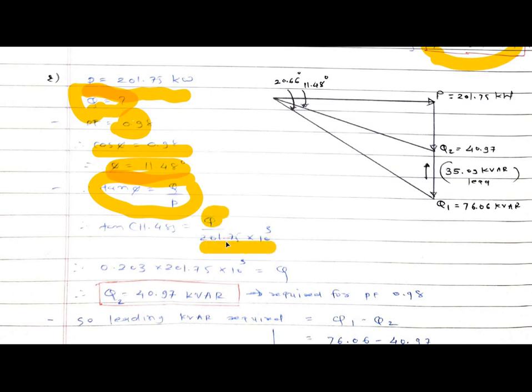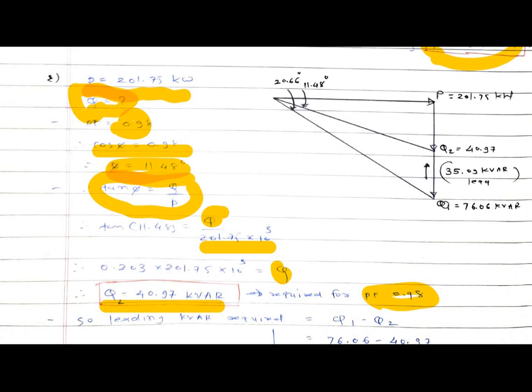So put the value of P, 201.75 into 10 raised to 3. So our value for Q is given by 0.203 multiplied by 201.75 into 10 raised to 3. So the value for Q2 is 40.97 kVAr required for the power factor of 0.98. So this is the Q required for 0.98 power factor.